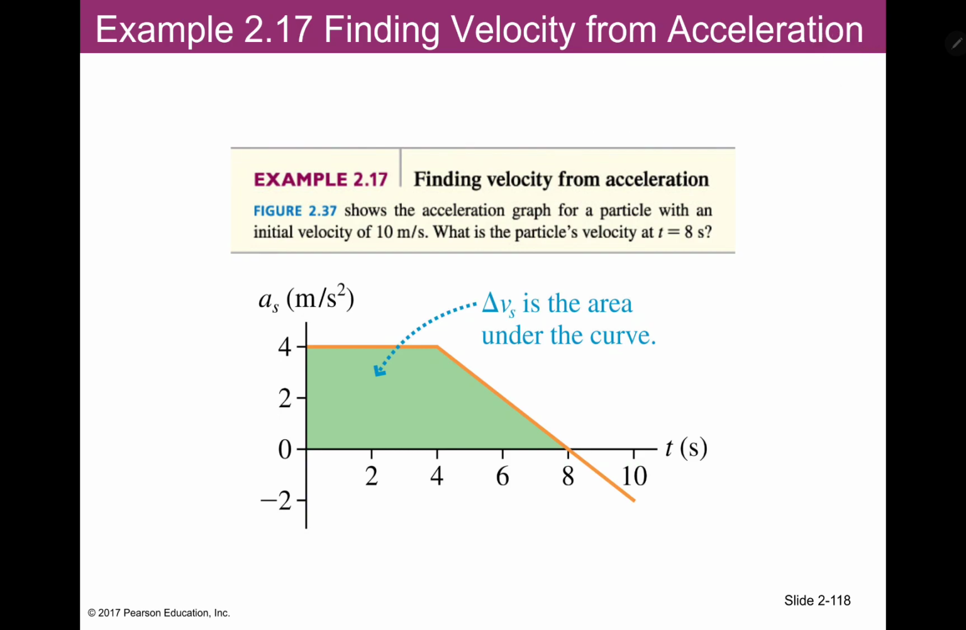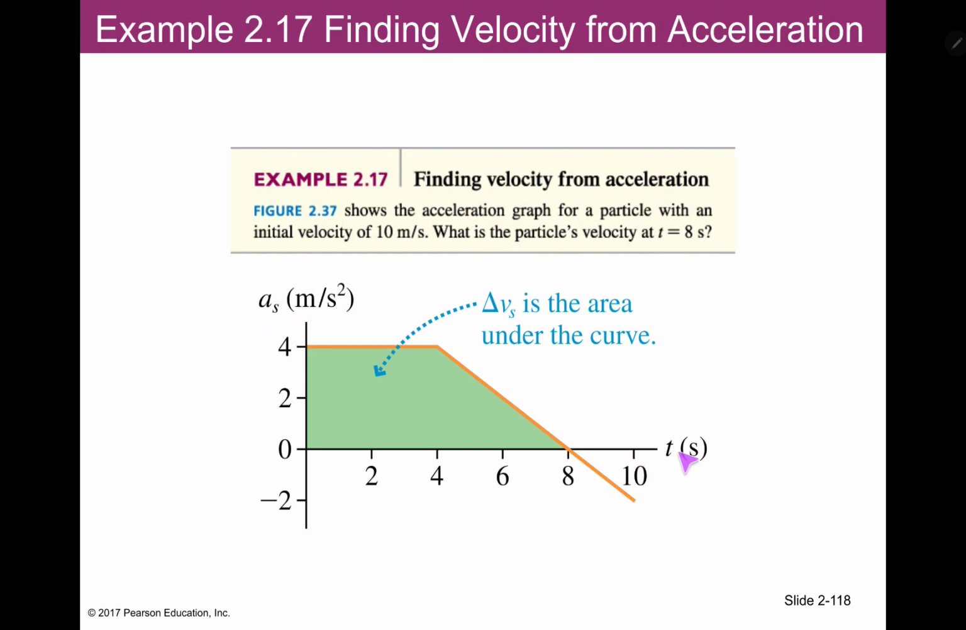Another question: we have an acceleration versus time graph, initial velocity equal to 10. We should find the final velocity at 8 seconds. If we pay attention, during the first 4 seconds acceleration is constant. If acceleration is constant, we have 3 equations we can use. But after 4 seconds you see acceleration decreases. So in this case we don't have those equations. What we can do is use the area method.